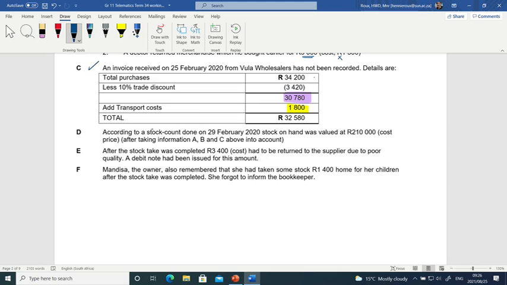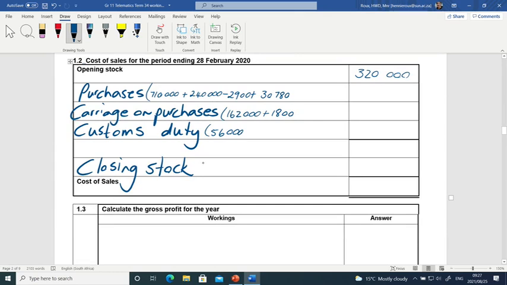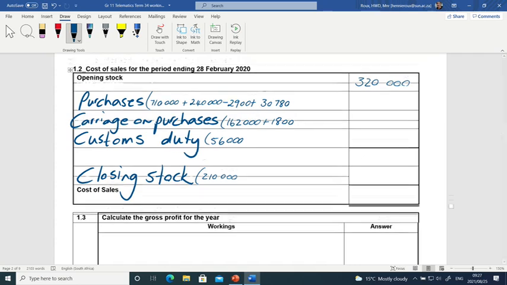Information D, according to the stock count done on the 29th of February, stock on hand was valued at 210,000 cost price. And that was after they've taken A, B, and C into account. So there's our closing stock, 210,000. So we know where that puzzle piece goes. Closing stock, 210,000. But there's still more information.